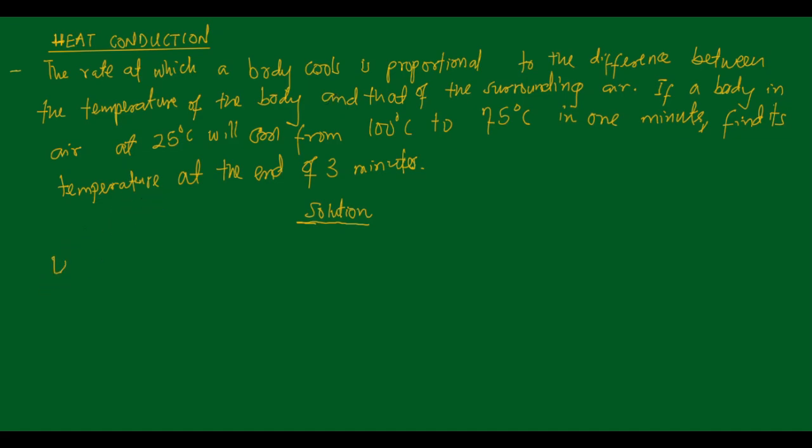So let's set the temperature to be T, in degrees Celsius. So now we're told that the rate at which the body cools is proportional to the difference between the temperature of the body and that of the surrounding. Let the temperature of the surrounding be T sur, also in degrees Celsius.